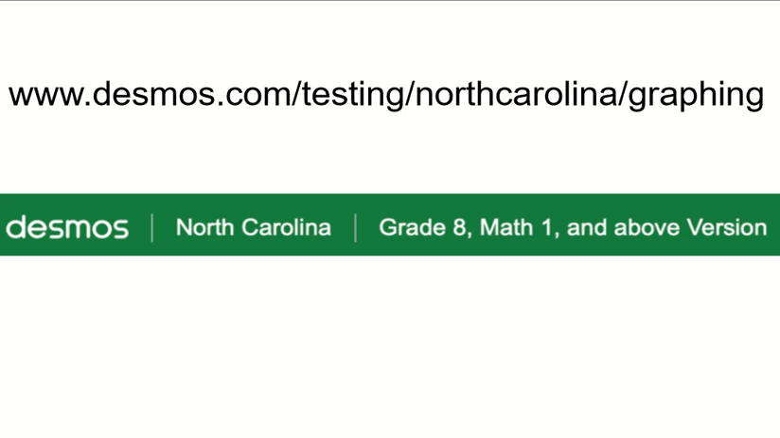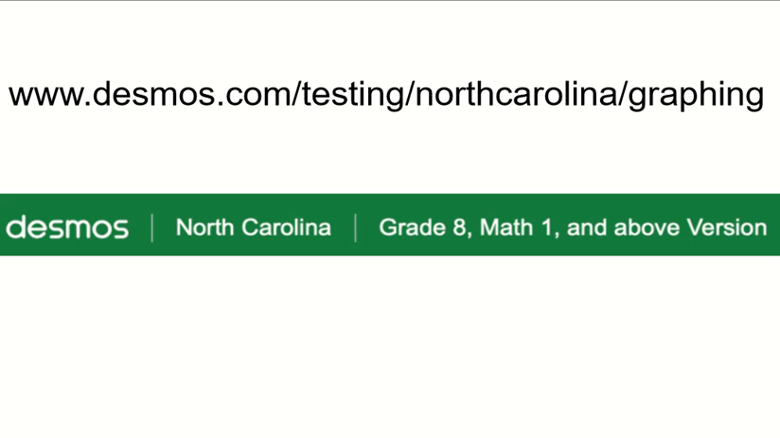You should see this green bar at the top of your screen. If you see a black bar, that's not the testing version. It's probably a better version. It can do more things. However, we need to get used to what we are actually going to be tested with. Okay.